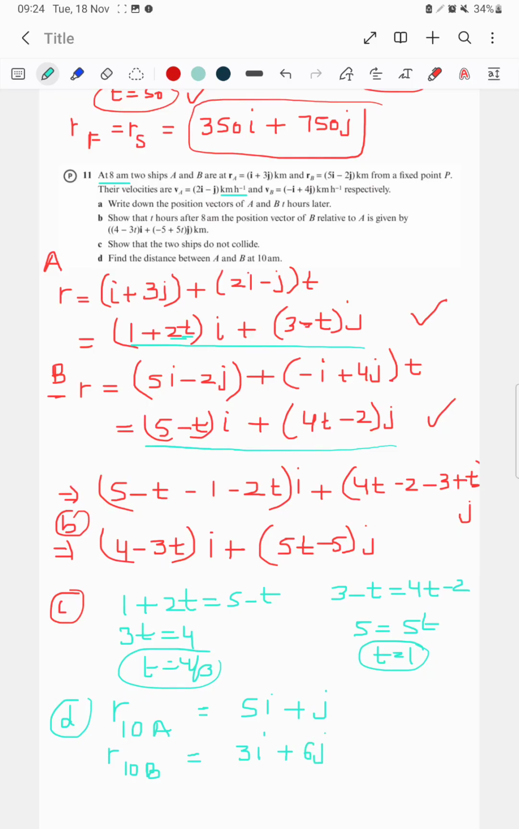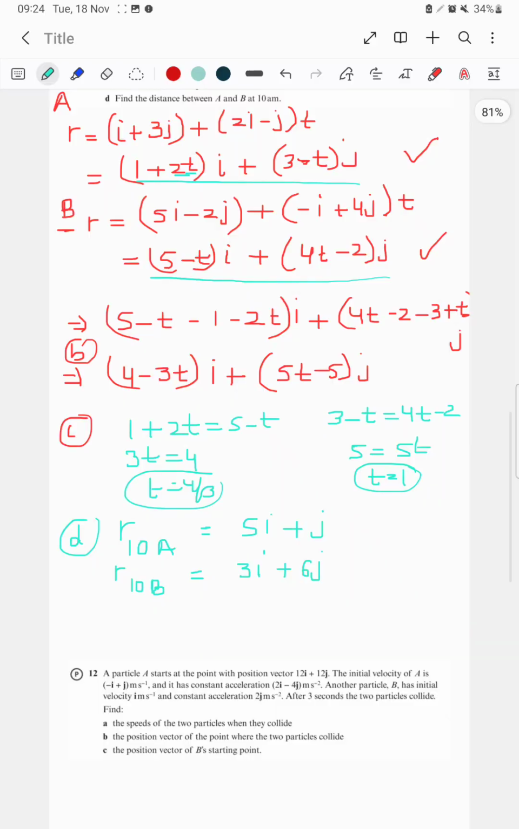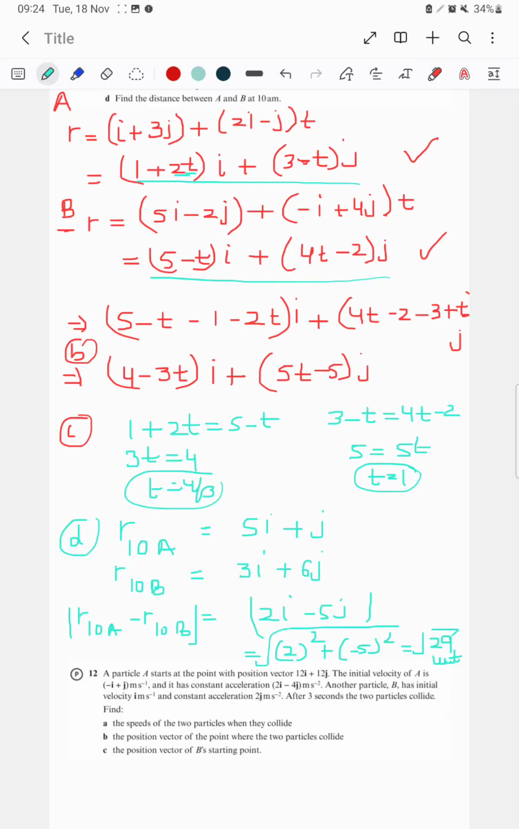Now we have to find out the distance between them. So to find the distance, I need to subtract r10A minus r10B first. So that is 5 minus 3, 2i, minus 5j, and then I have to find their distance. So that will be equal to the square root of 2 squared plus minus 5 the whole squared, and this is going to be square root of 29 units. That completes this question.